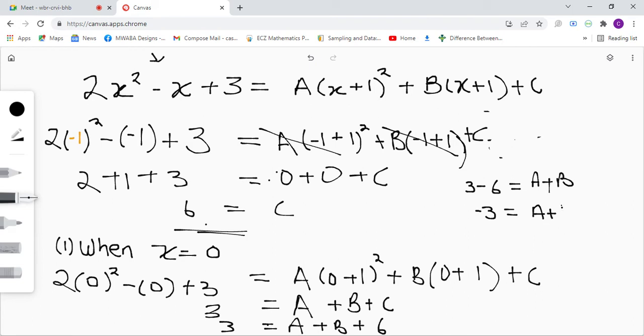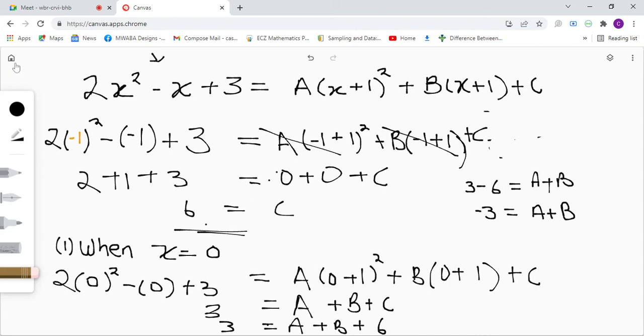This is our first equation. We're going to have to use simultaneous equations to find the values of A and B. So we're going to equate x to another number. Let's say, what other number can we use? Let me just also make space on this board here.